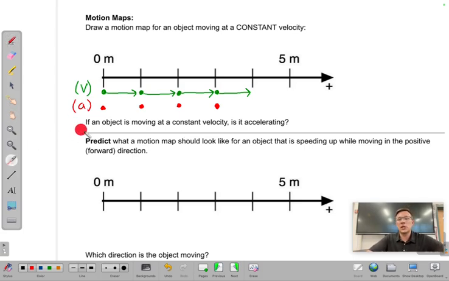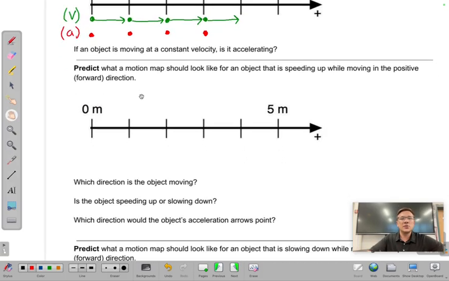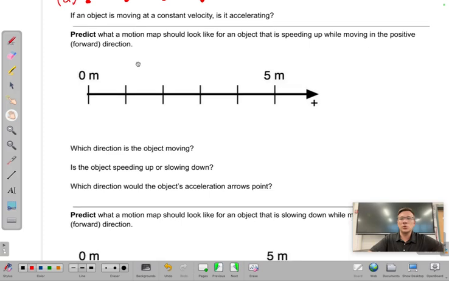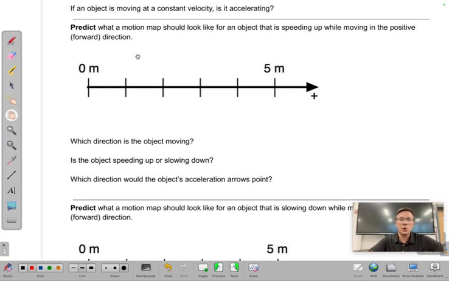So that kind of answers this question right here. If an object's moving at a constant velocity, is it accelerating? No, it's got to change its velocity to be accelerating. Okay, so let's predict what a motion map should look like for an object that's speeding up while moving in the positive direction. If you're watching this, go ahead and just pause it for a second and make a prediction as to what this motion map should look like.